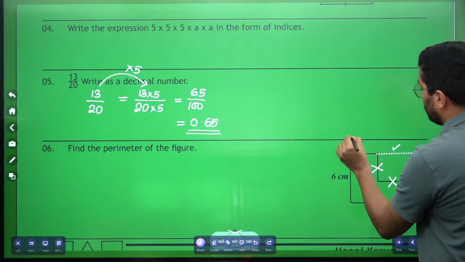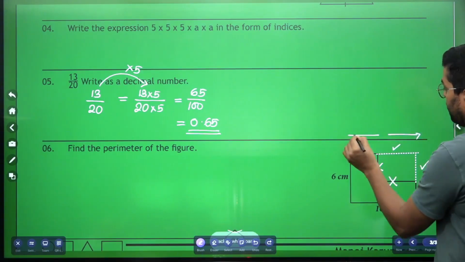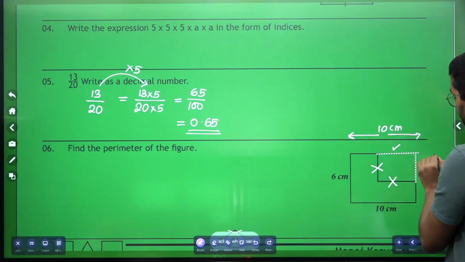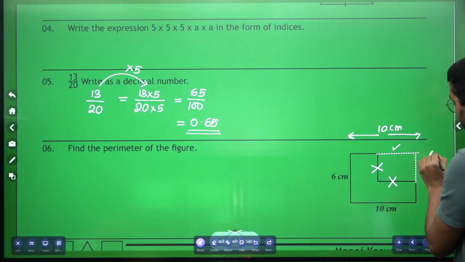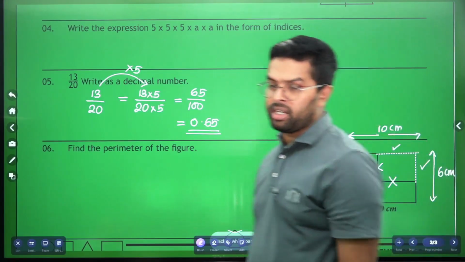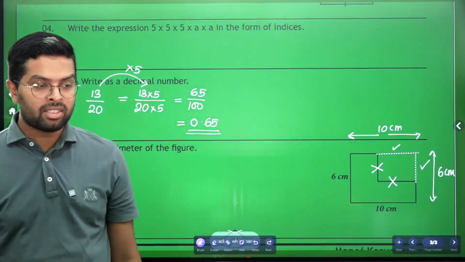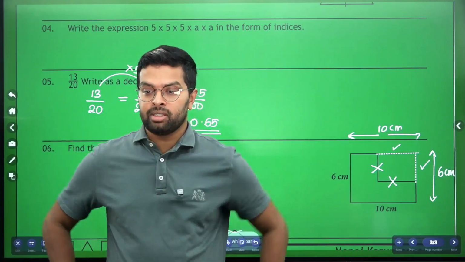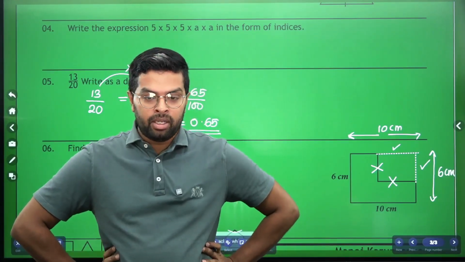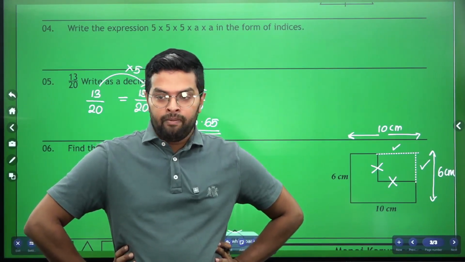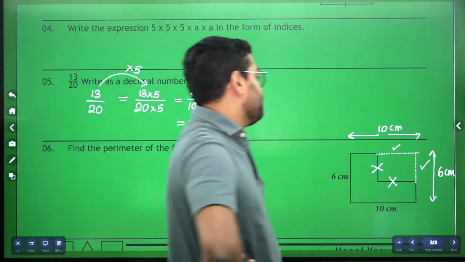We know the total length from here to here is equal to 10 centimeters. We know the total length from here to here is equal to 6 centimeters. Now it looks like a rectangle where the length is 10 centimeters and the breadth is 6 centimeters. So what is the perimeter of the figure?